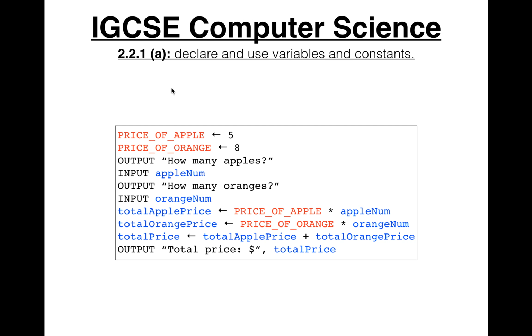So you can avoid having to go down the program and change this to this, this, this. You don't have to do that. It's really simple. So that's how constants are used in programs.